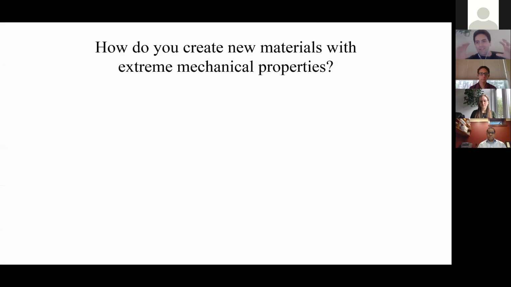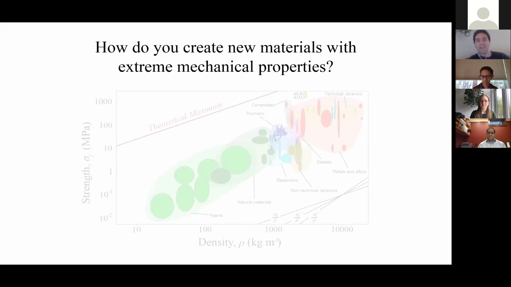And so the bigger picture idea of what we do is engineering materials at the nanoscale. And so whenever I think about a new project, the question I'm always asking is, how do we create a new material with extreme mechanical properties? And to answer that question, we have to think back to what are mechanical properties to begin with, and what does it mean to have an extreme mechanical property?